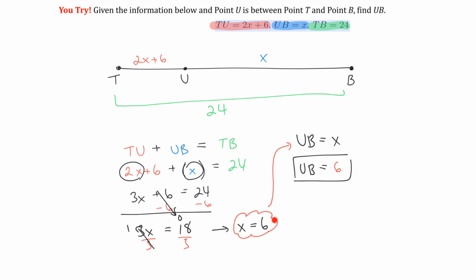When we finished solving, we found that x is equal to 6, but again, the problem is asking us to find UB this time. So we take a look at UB. Oh, UB is x. So when I substitute in 6 for x, we find that UB is also 6 units long.